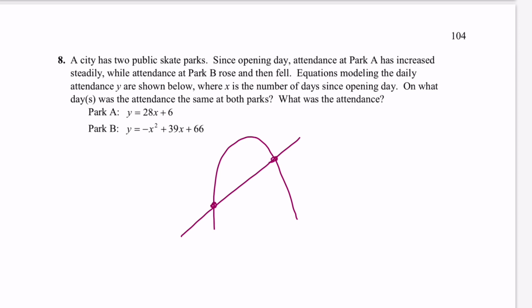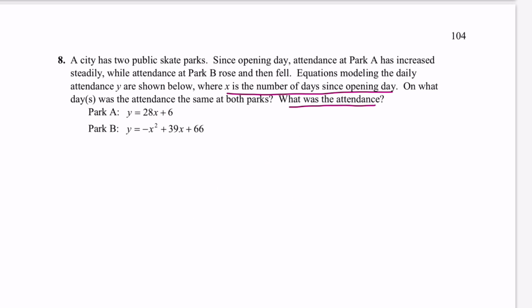So we're looking for how many days. X is the number of days. So on that part we only want to know how many days it was after it opened. And then after that, we're going to plug it in to find out how many people were at the park that day. So we're going to take 28x plus 6 and substitute it in for the y.